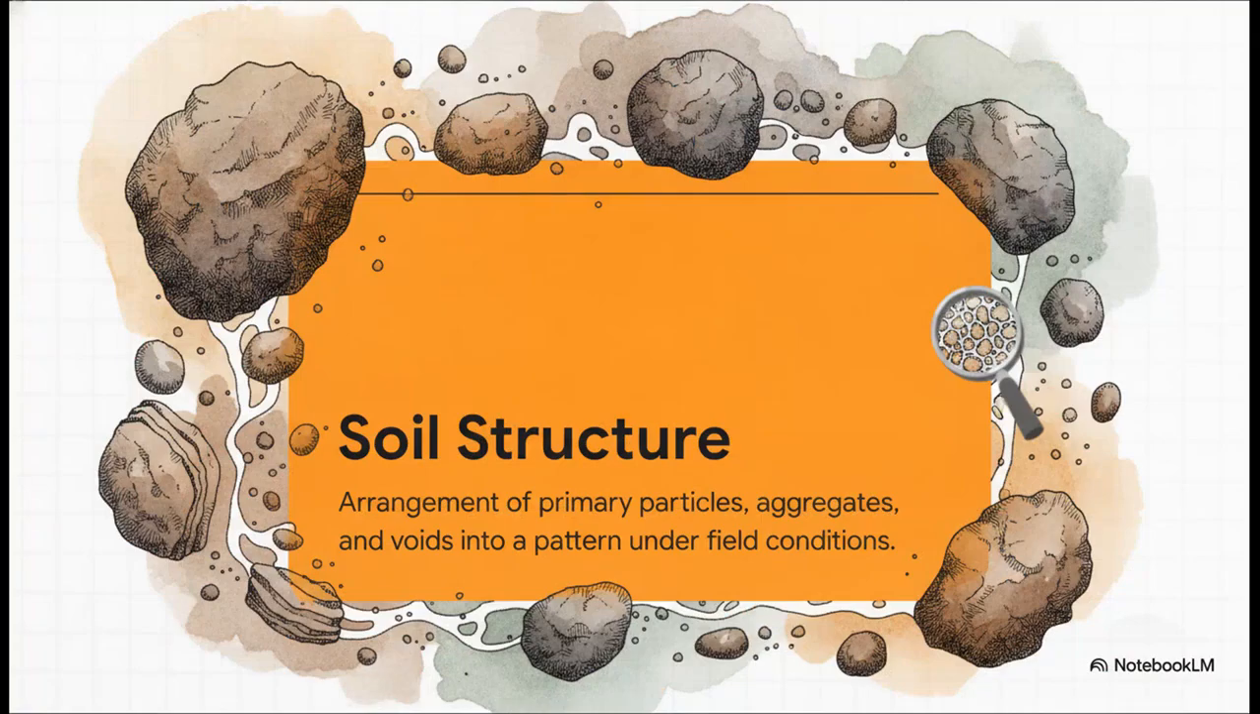That brings us to our core definition. Soil structure denotes the size, shape, and arrangement of primary particles, secondary particles, and the voids or spaces separating them. Basically, it's how all these aggregates and voids combine into definite patterns out there under actual field conditions.